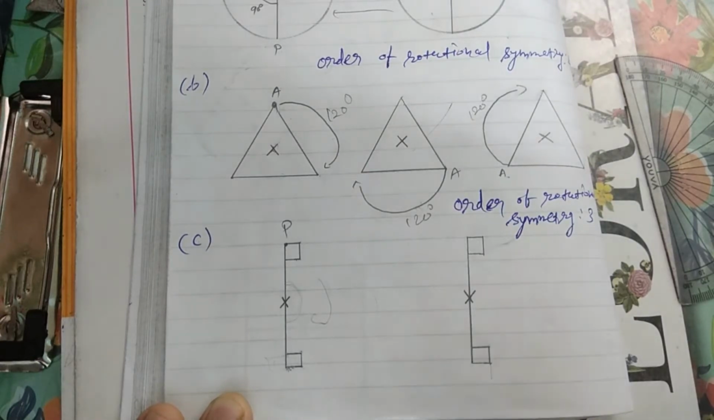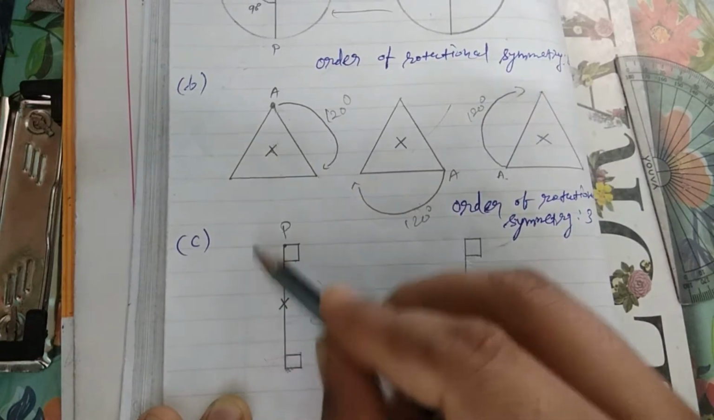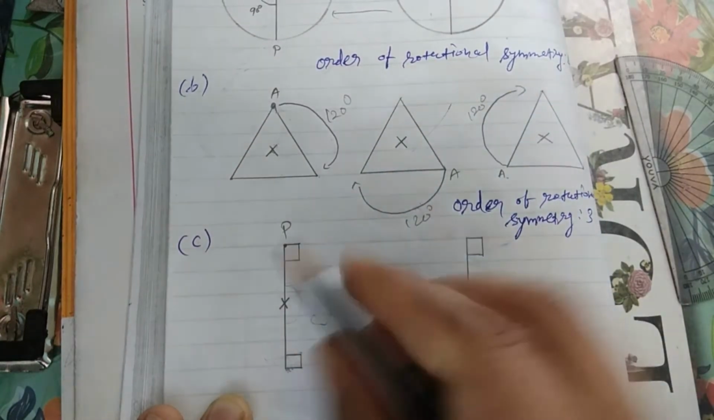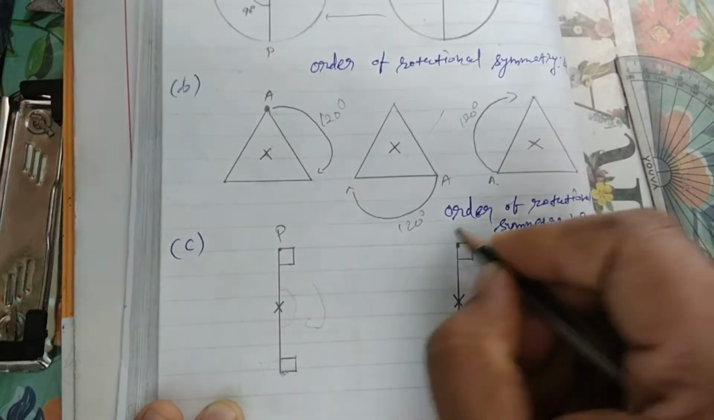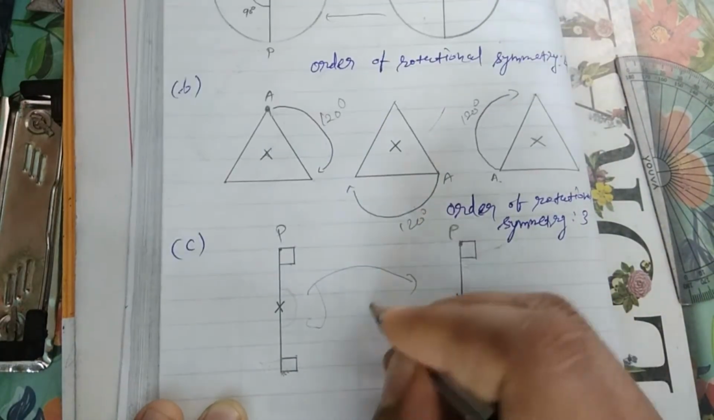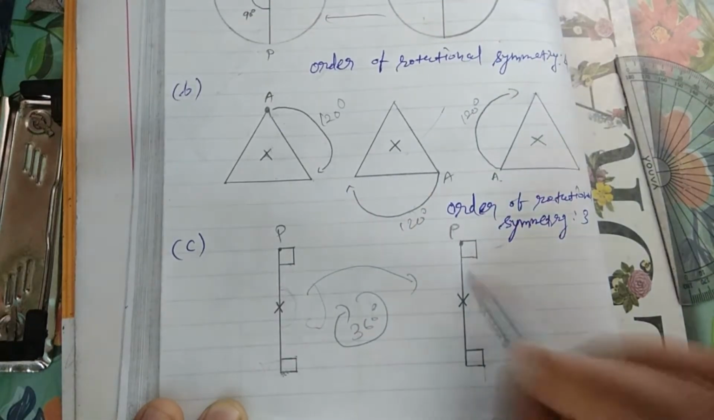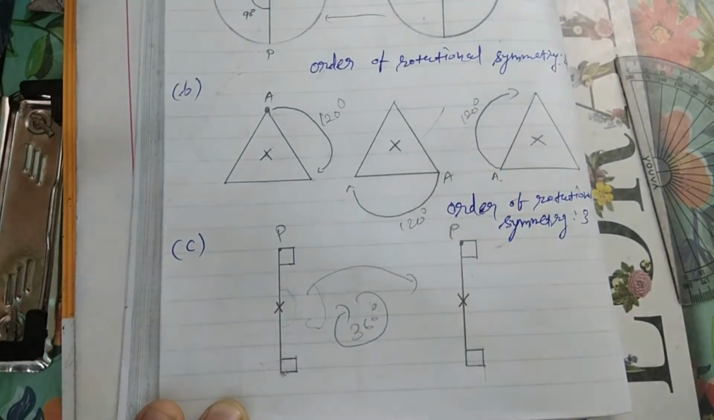So we have to rotate again, and when we rotate another 180 degrees, that means full rotation, we will get the shape in the original position. That means after rotating by 360 degrees, we get the same shape. That means this shape has a rotational symmetry of order 1.